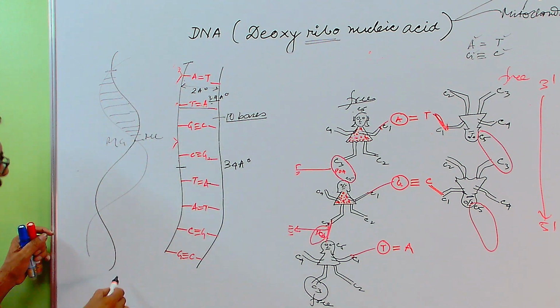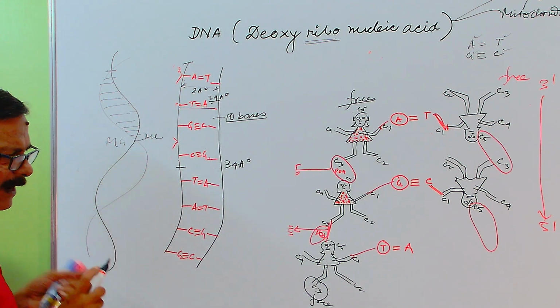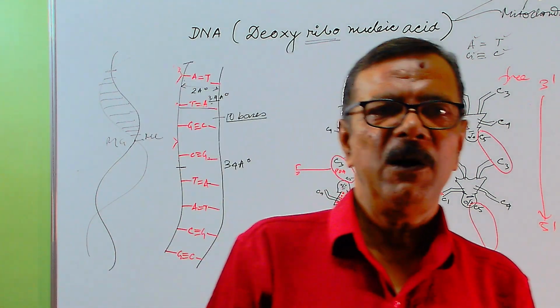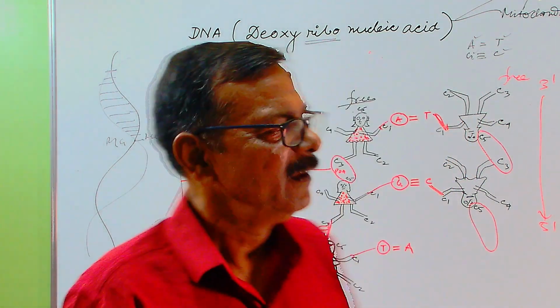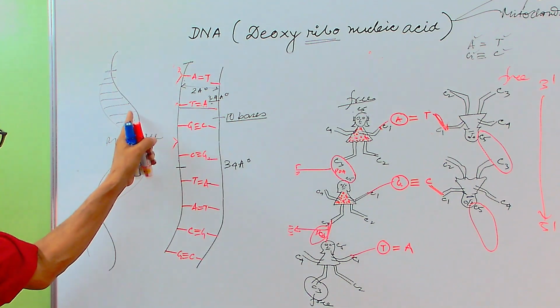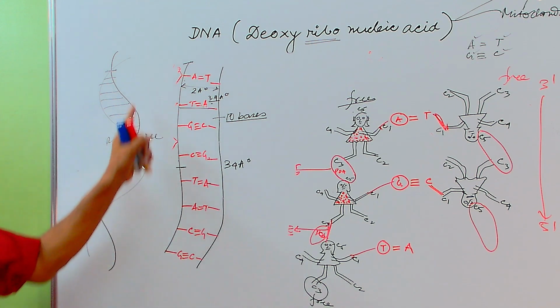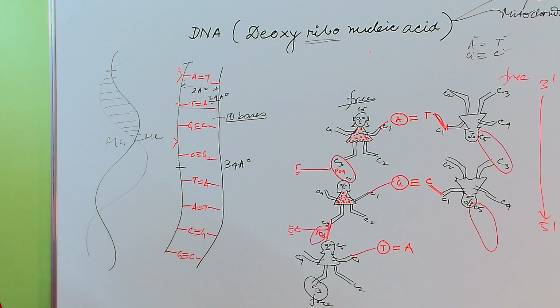So how many of these steps are there? You can easily count how many bases are there without counting 1, 2, 3, 4, 5. So if you get 360 turns, it is 360 into 10, or 3600 into 10. In this way these are counted.